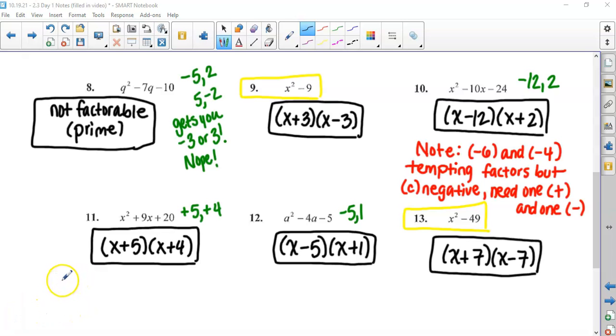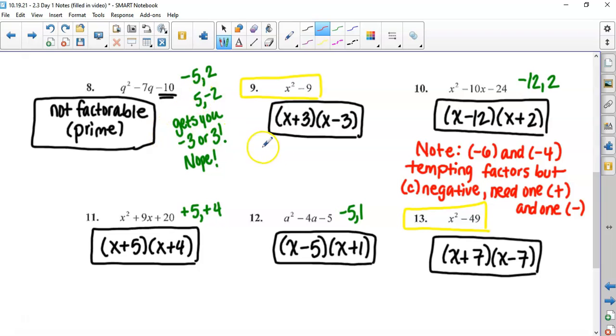Welcome back. Let's check our answers. So 8. So tempting to say -5, -2, right? Because -5 and a -2, when you add them together, would get you -7. But notice this is a -10. So one of these has to be positive, one of these has to be negative, which means this is the only option you've got. And neither of those is going to work, right? Because that either gets you -3 or 3, which is not what you're looking for. So that's not factorable, it's prime. Because there's nothing else that's going to work, right? Other than 5 and 2, you've got 10 and 1.